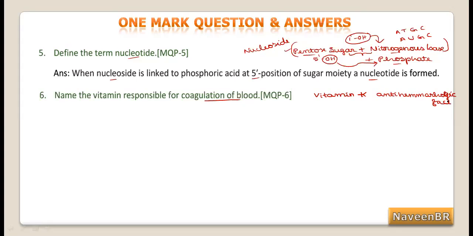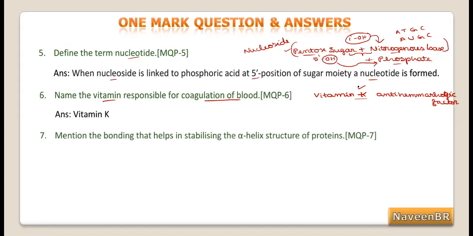So without vitamin K, the blood clot will not take place, or it is delayed. Hence vitamin K is called the clotting factor. So for the coagulation of blood to occur, the vitamin responsible is vitamin K. That is what we'll find as the answer now. So it is vitamin K.